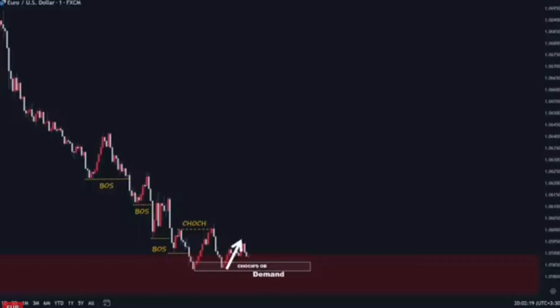Now let's consider a scenario where we missed the change of character entry. As the price has shown a market structure shift, we are now looking to utilize the SMC continuation entry model to execute trades. Now let's see what happens with the price action.